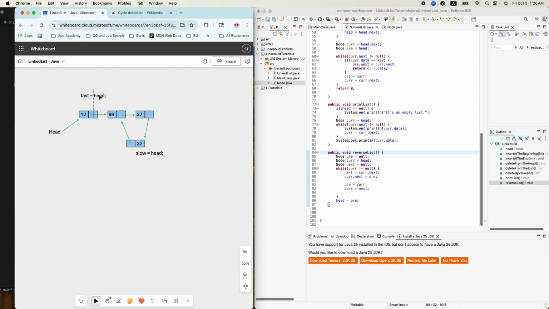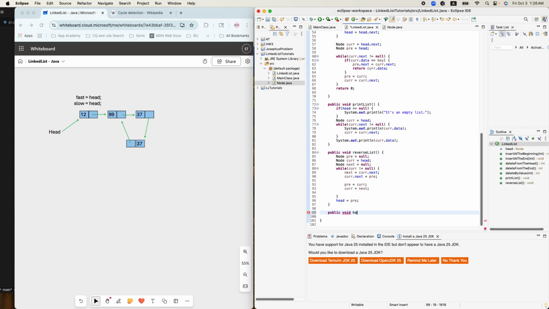So using this analogy, let's write our method and see how they work. Okay, so now let me write the method here. Public void hasCycle.